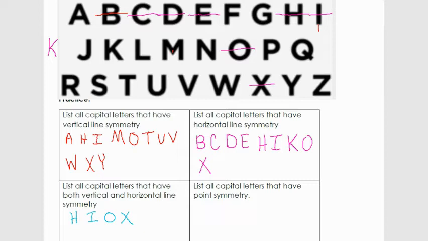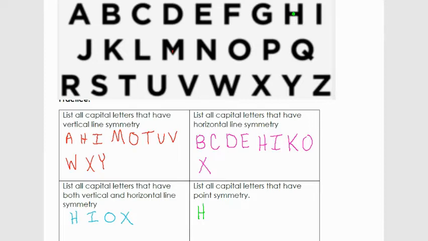Now it says list all the capital letters that have point symmetry. So what we're looking for here is if it has a central point that we can rotate 180 degrees about and it would lie on top of itself. So let's go see if we can spot those points. So if we rotated the letter H around a central point, if I rotated it 180 degrees, you wouldn't know I had rotated it because it would still look the same. And that's what we're saying. So if we spun it 180 degrees, it would still look like capital H.